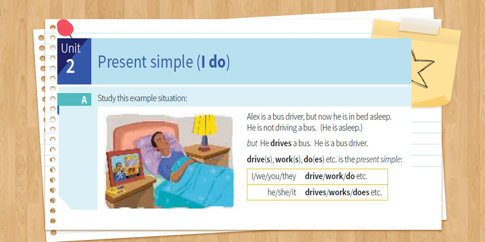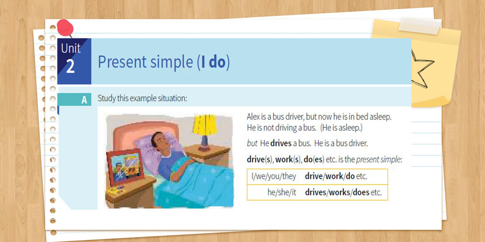It says, Alex is a bus driver, but now he's in bed asleep. He's not driving a bus, he is asleep. Okay, remember that he is not driving a bus is in what tense? It is in present continuous, okay? But we are going to see this example. But he drives a bus. He is a bus driver.